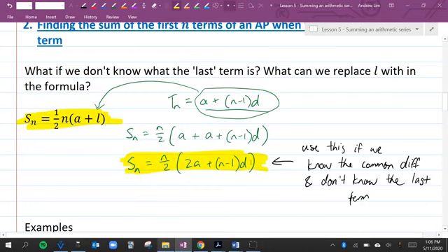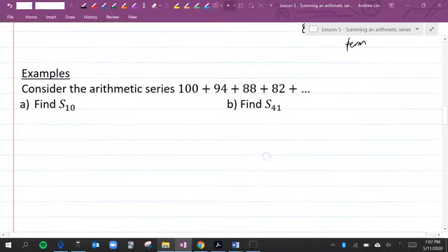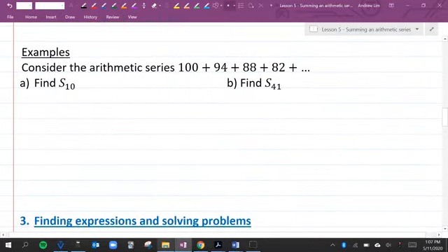So let's have a look at some examples. I'll do the first one and then I'll get you to pause the video and have a go with question B. Find the sum of the first 10 terms of this AP: 100 plus 94 plus 88 plus 82, etc. So, sum of the first n terms, I'm just going to write the formula because we need to get used to it: n on 2, 2a plus (n minus 1)d. And I'm writing that down because I don't know what the last term is. I don't know what the 10th term is, to be exact.